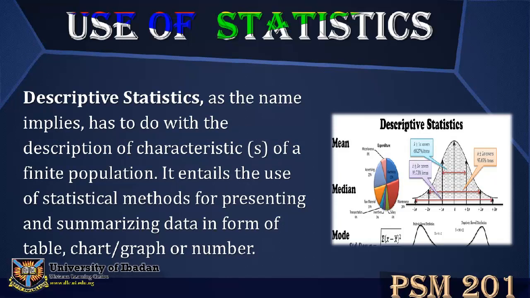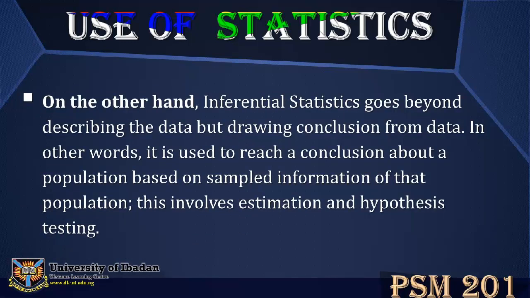Descriptive statistics, as the name implies, has to do with the description of characteristics of a finite population. It entails the use of statistical method for presenting and summarizing data in form of table, chart, or graph, or number. On the other hand, inferential statistics goes beyond describing the data to drawing conclusion from data. In other words, it is used to reach a conclusion about a population based on sampled information of that population. This involves estimation and hypothesis testing.